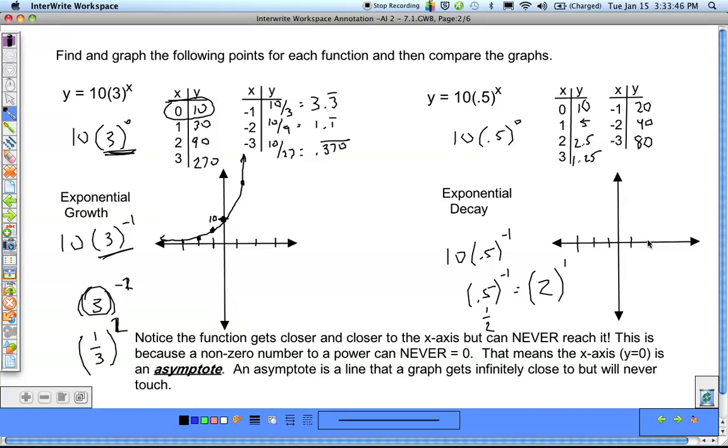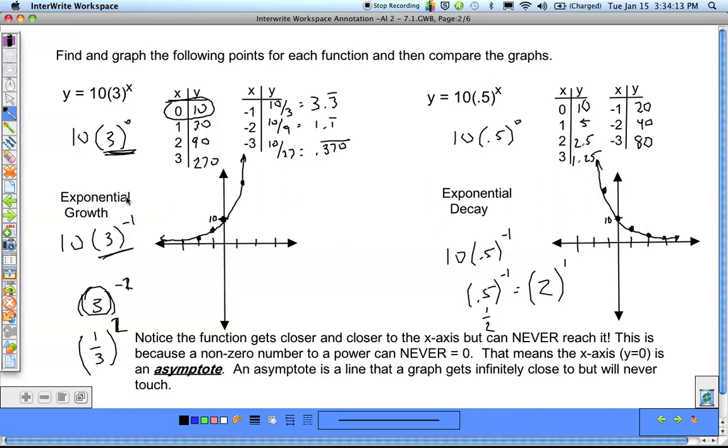We make the XY table the exact same way. We can put the 10 here to say this is going to be our y-intercept, and then we just go through and place the rest of these. 1, 5, 2, 2.5, 3, 1.25. Negative 1, 20, which will be up here, and we see that our curve is going the other direction. So there's our curve going the other way in comparison to this one.